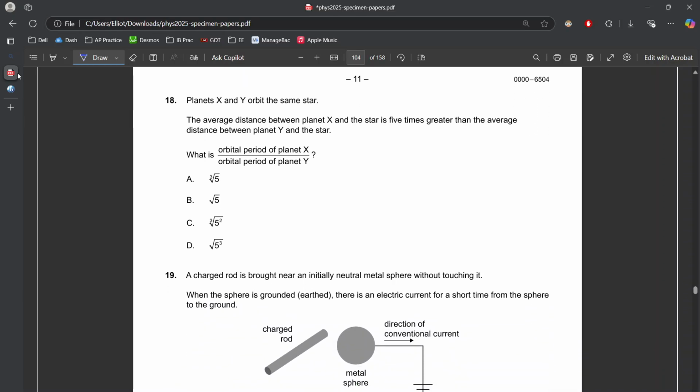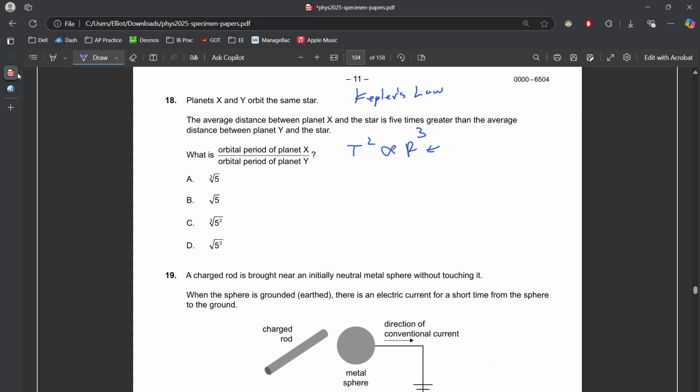Okay, planets X and Y orbit the same star. The average distance between planet X and the star is 5 times greater than the average distance between Y and the star. What is the orbital period? Okay, so I want to say that this is a Kepler's law question. I want to say it's T squared is proportional to r cubed. It might be the opposite. Actually, no, I think it's T squared is proportional to r cubed, where r is the orbital radius.